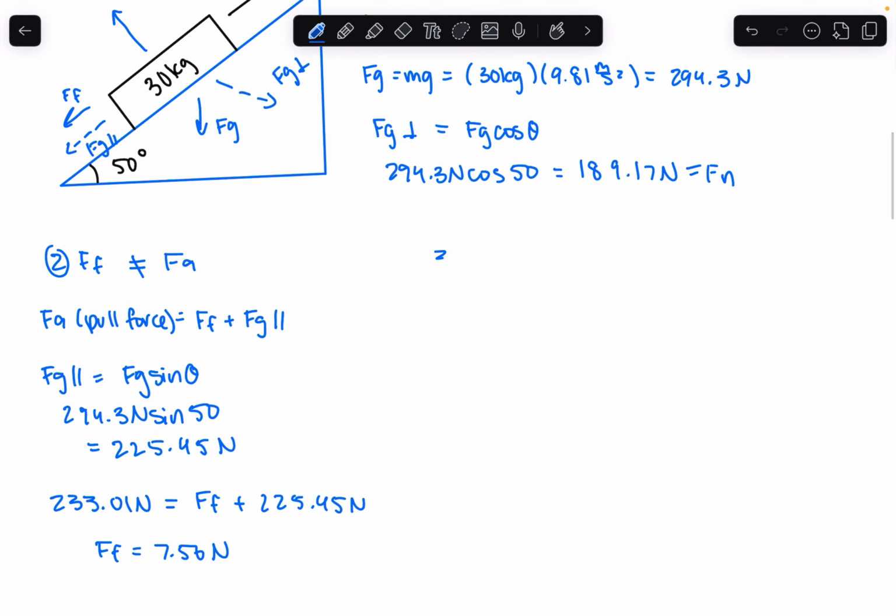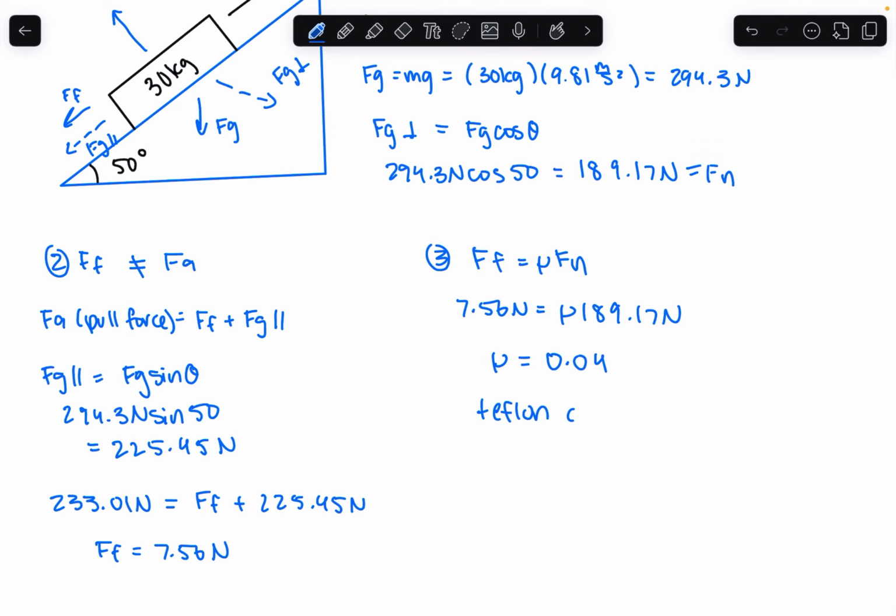Now, our final step is to plug everything back into FF equals mu Fn to solve for the coefficient of friction. So, FF, 7.56 newtons, equals mu times 189.17 newtons. And that is going to give us a value of 0.04. And this is equal to Teflon on Teflon. And you could just find that out by checking the reference table.